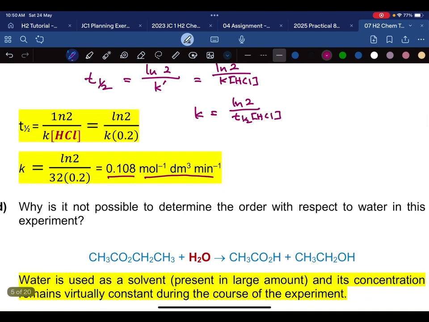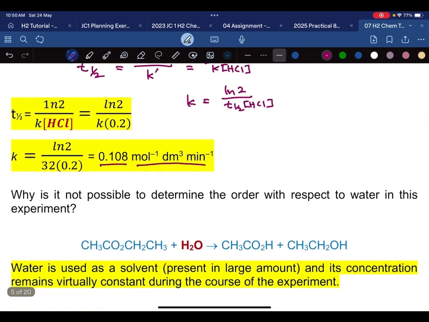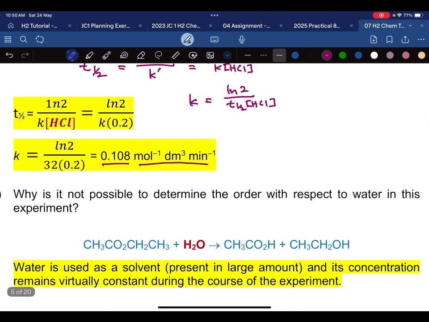Now we cannot determine the concentration. Basically the concentration of water will be virtually constant because it is the solvent and it is present in bulk. So if you cannot vary the concentration of any reactant, you will find that it is not possible to determine the order with respect to this substance.